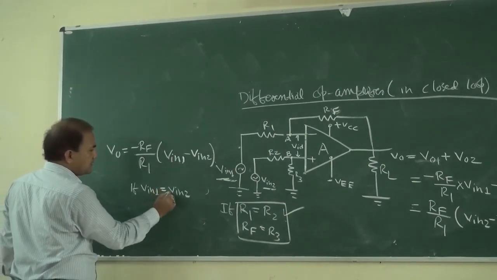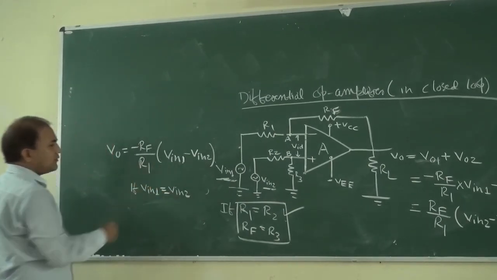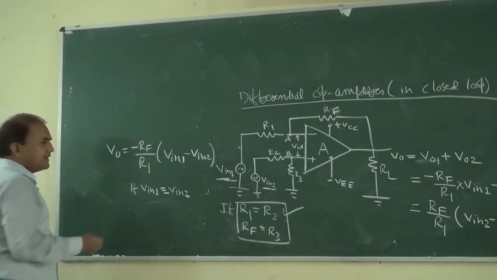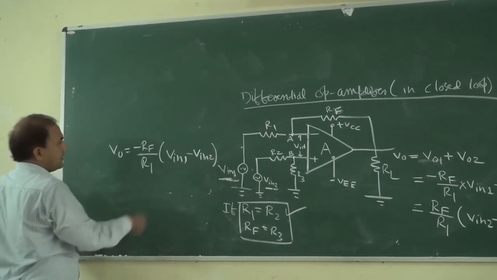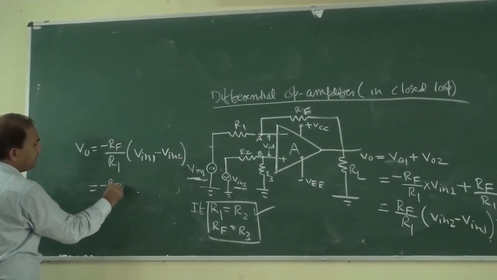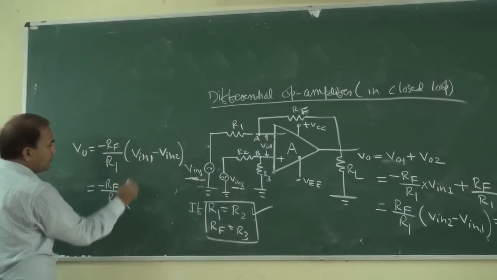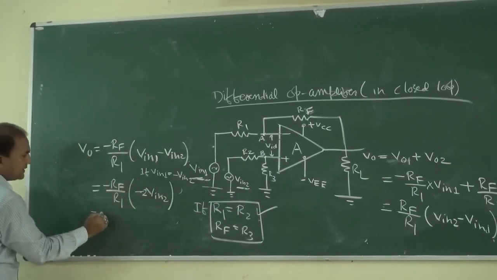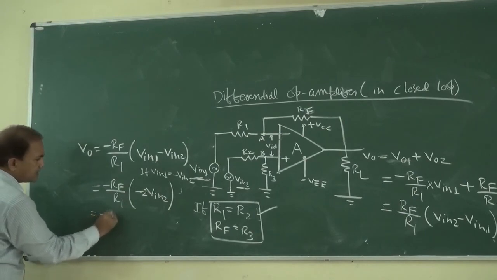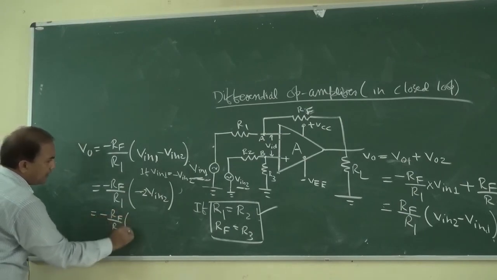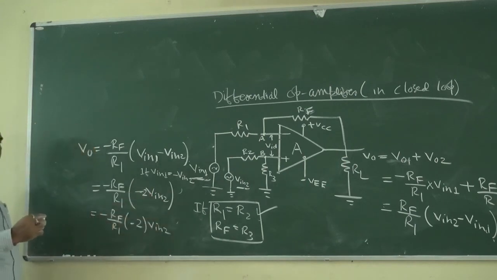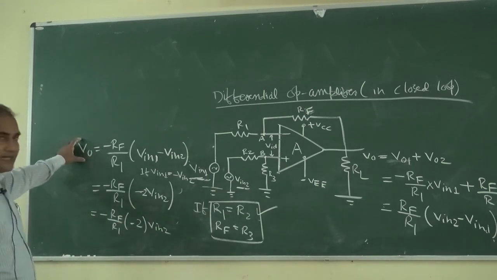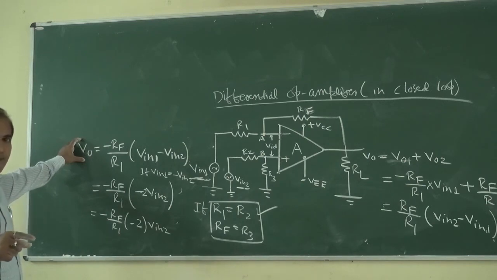Suppose V in 1 is equal to minus V in 2. Okay. So in that case, what will it be? V output is equal to minus RF by R1 into (minus 2 V in 2), so it is equal to minus RF by R1 into minus 2 into V in 2. So in this way we can determine the output voltage in case of differential mode.